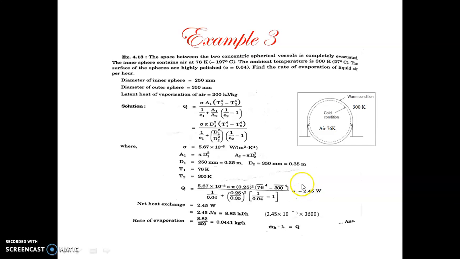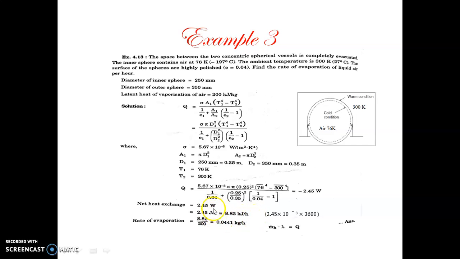In previous problems we don't have a minus sign, so Q is positive. So here also we can take Q as positive for calculation purposes, which is equal to 2.45 watt. But the latent heat of vaporization of air is given in kilojoules per kg units. So for that purpose we have to convert these watts into kilojoules per hour.